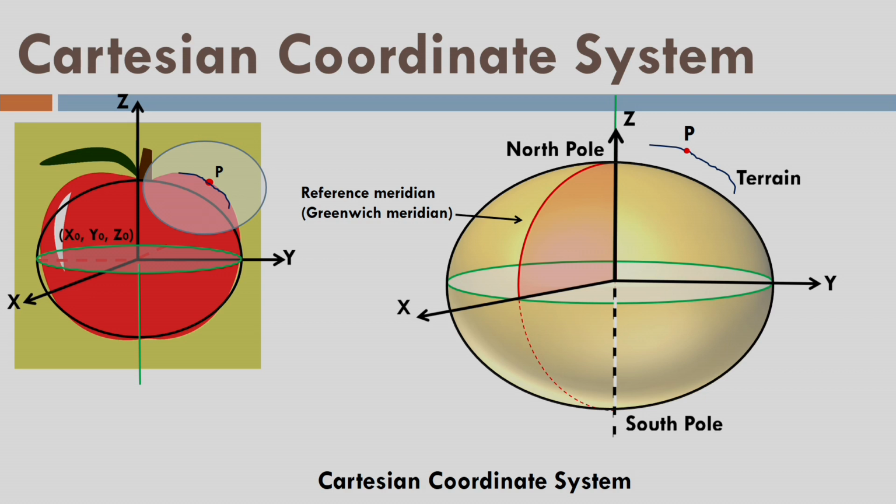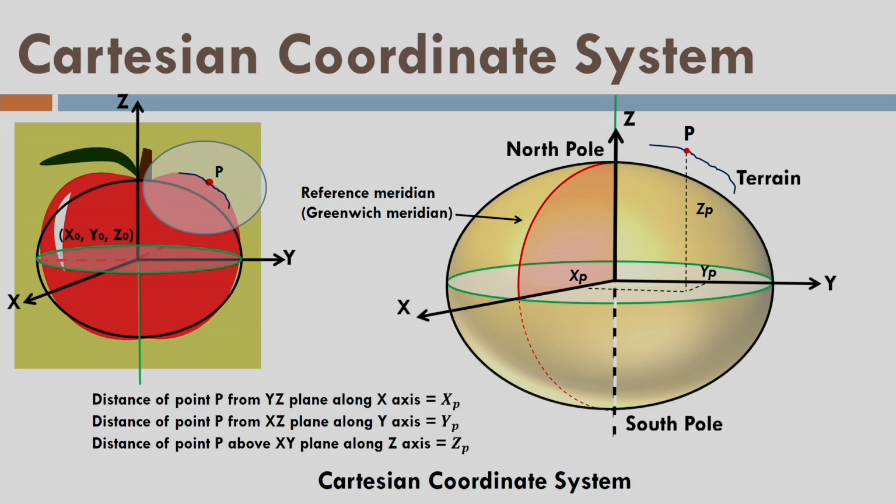This is my Cartesian coordinate system for the Earth. Let's say point P, which is zoomed here. For point P, I am drawing ZP, XP and YP. So this is my Cartesian coordinate system, and I am defining it for a geodetic or geocentric reference frame for the Earth. You can read it yourself that the distance XP is the distance of point P from the YZ plane along the X axis, and so on.